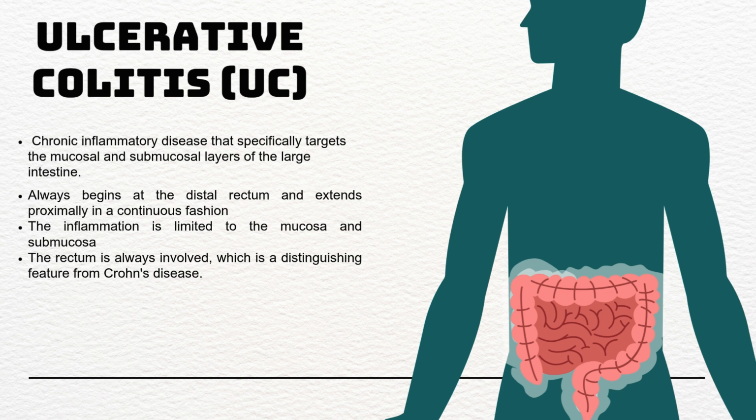The inflammation is always continuous. There are no healthy segments between affected areas, and the inflammation is limited to the mucosa and submucosa. The muscularis propria and serosa are typically spared. The rectum is always involved in ulcerative colitis, which is a distinguishing feature from Crohn's disease.